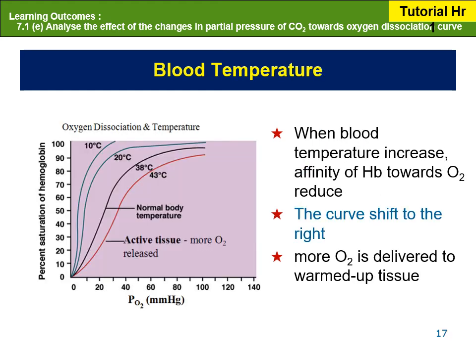And last sekali for the blood temperature. So when blood temperature increases, okay, the affinity of hemoglobin towards oxygen akan reduce. So the curve also, daripada dalam keadaan normal body temperature 38 degrees Celsius, bila body temperature increase to 43 degrees Celsius, kalian lihat the curve akan shift to the right. Okay, so maksudnya bila dia bergerak ke right, more oxygen is delivered to the warmed up tissues. Okay, so ini adalah bahagian active tissue. Bila kita buat exercise kan, so more oxygen is released here.